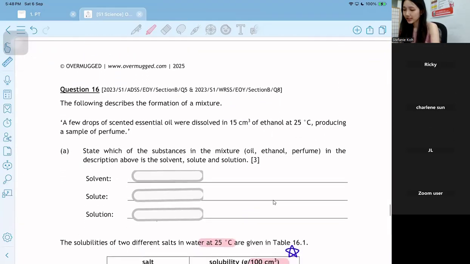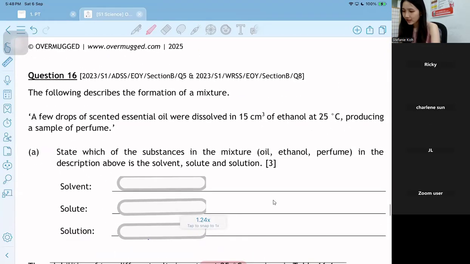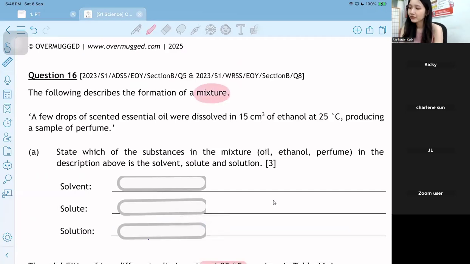Next, question 16. Forming a mixture, a few drops of essential oil dissolved in ethanol. So usually when you see a name ending with OL, they are alcohols. So is it a type of solvent or solute?